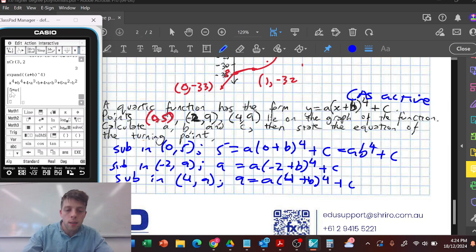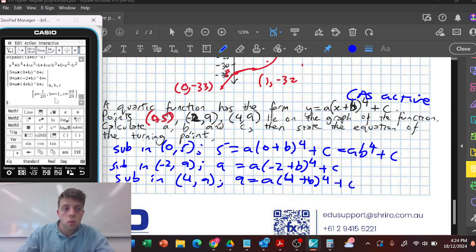We have 5 equals a times (0 plus b) to the power of 4 plus c. The second equation is 9 equals a times (-2 plus b) to the power of 4 plus c. And then the last equation is 9 equals a times (4 plus b) to the power of 4 plus c. Sometimes it gets fussy if you don't include asterisk signs here, and that might lead to your calculator crashing. We need to include solve for the 3 variables we're interested in down here, with commas in between. We click enter, and it tells us what the variables are.